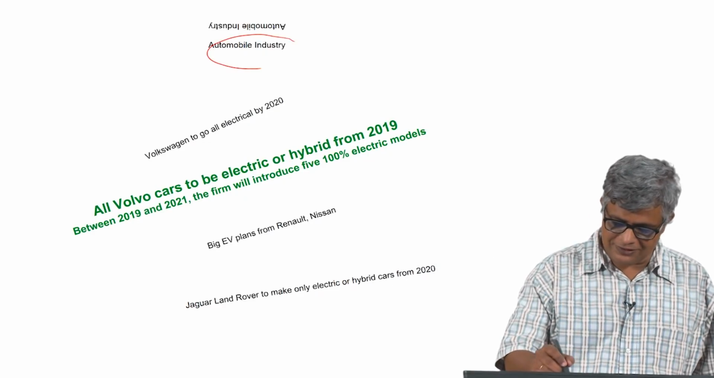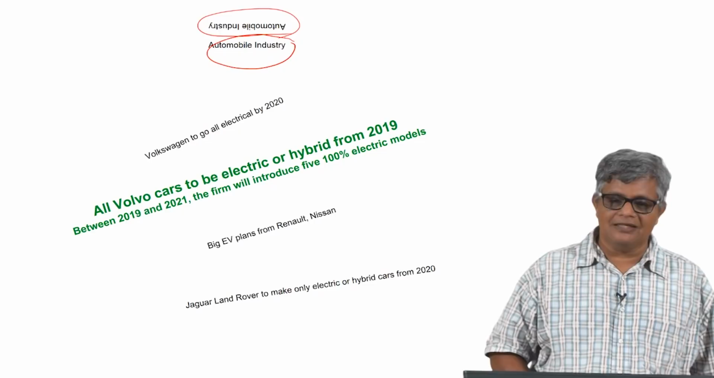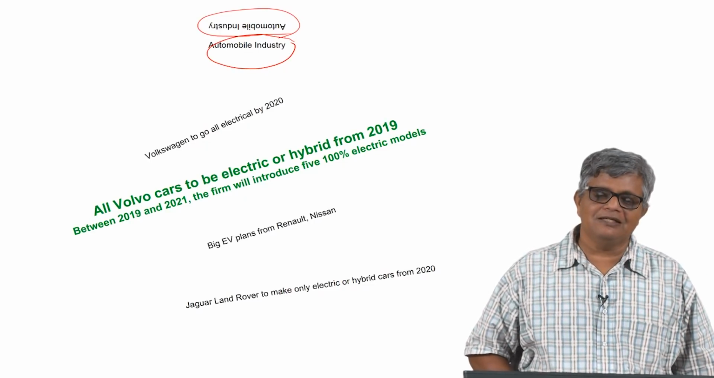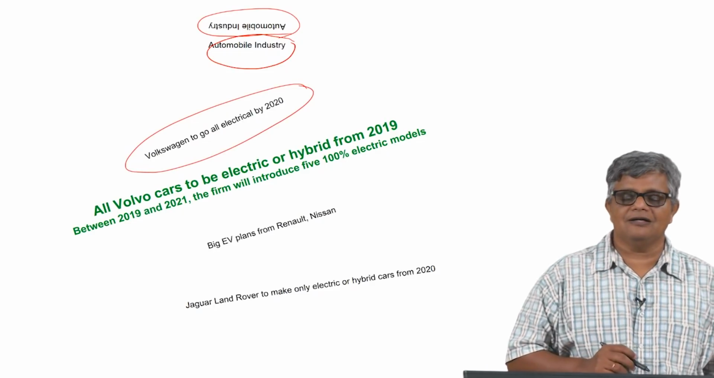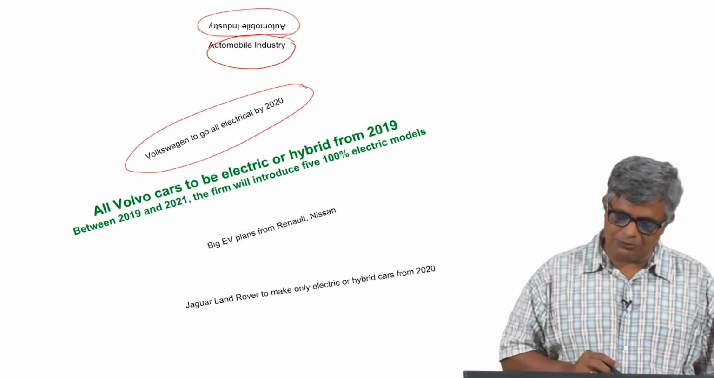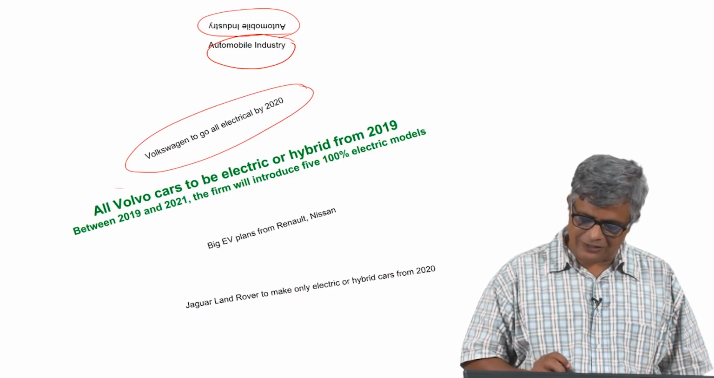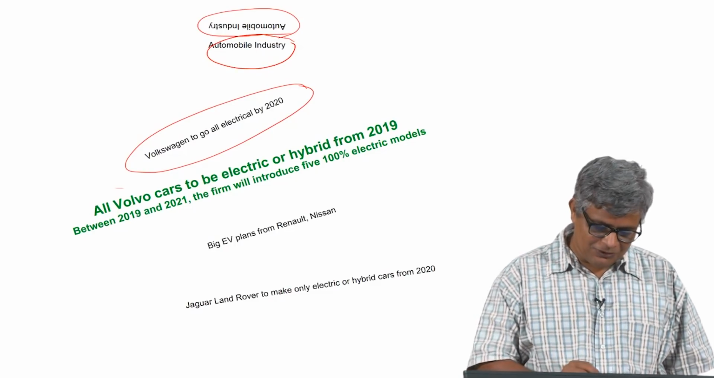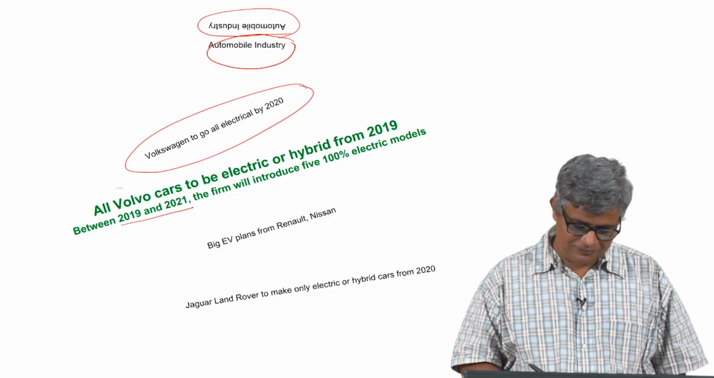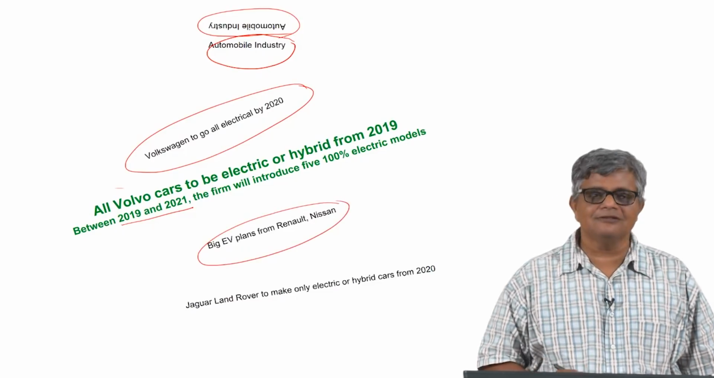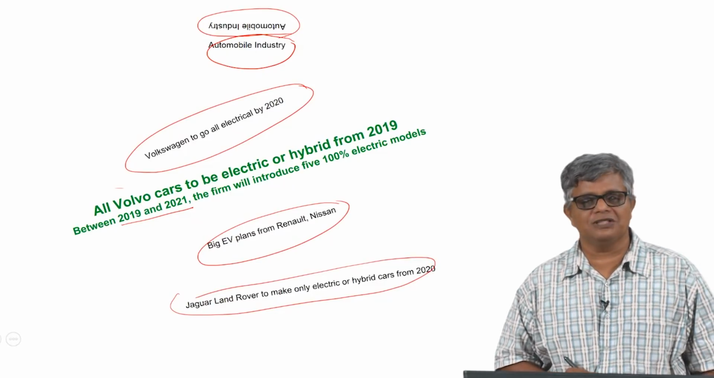We have the automobile industry, and I put a reflection of this to show it is topsy-turvy, and it is being upended by major headlines like these from major automobile manufacturers. Volkswagen to go all electric by 2020, all Volvo cars to be electric or hybrid from 2019, and between 2019 and 2021 the firm will introduce 5 fully electric models, big EV plans from Renault and Nissan, and Jaguar Land Rover to make only electric or hybrid cars from 2020.